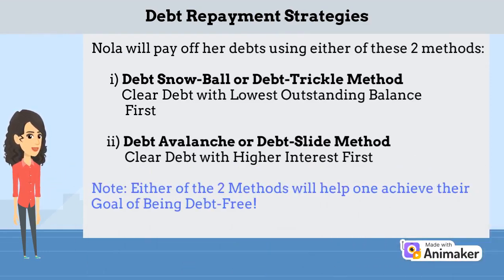Today's video will focus on one of the key strategies to stop living paycheck to paycheck. That is paying off debts using two methods, the debt snowball and the debt avalanche method.